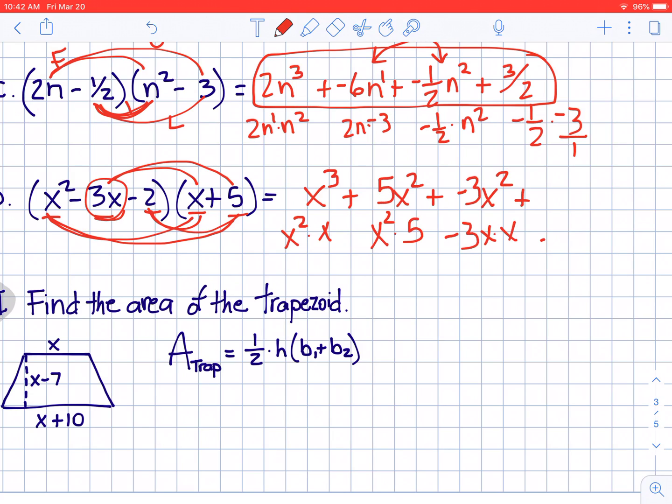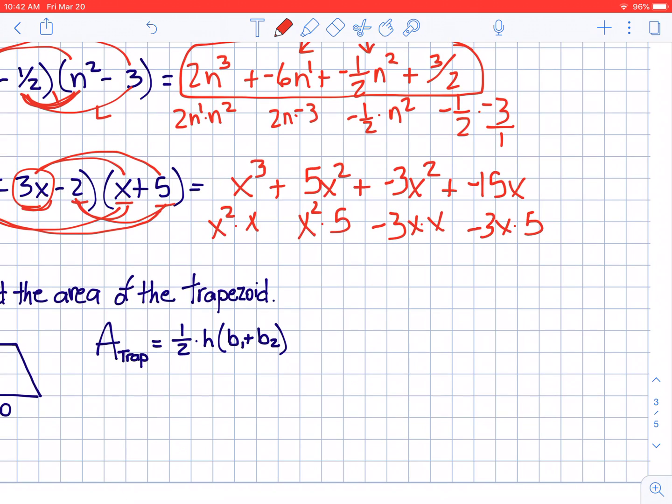And then the negative 3x times the 5, which is negative 15x. All right, 2 last terms. Take the negative 2. Kind of running out of room here. Negative 2 times x, which is just negative 2x. And then negative 2 times 5, which is negative 10.